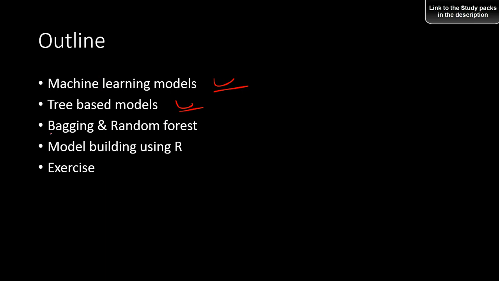So I'll first talk about bagging, and then we will go into understanding what random forest is, and then finally we will build a decision tree model, a bagging model, and a random forest model, just to understand the differences between these three types of model, and I'll finally give you an exercise to do at home. All right, so let's get started.